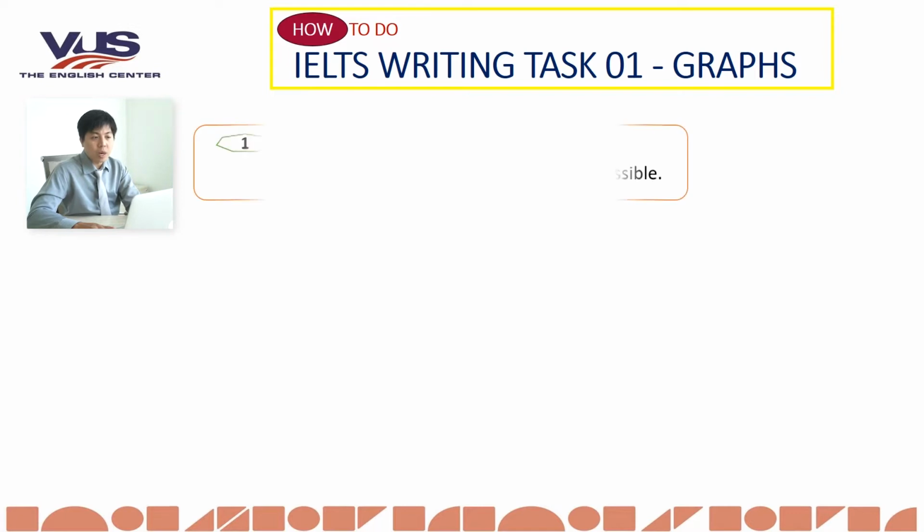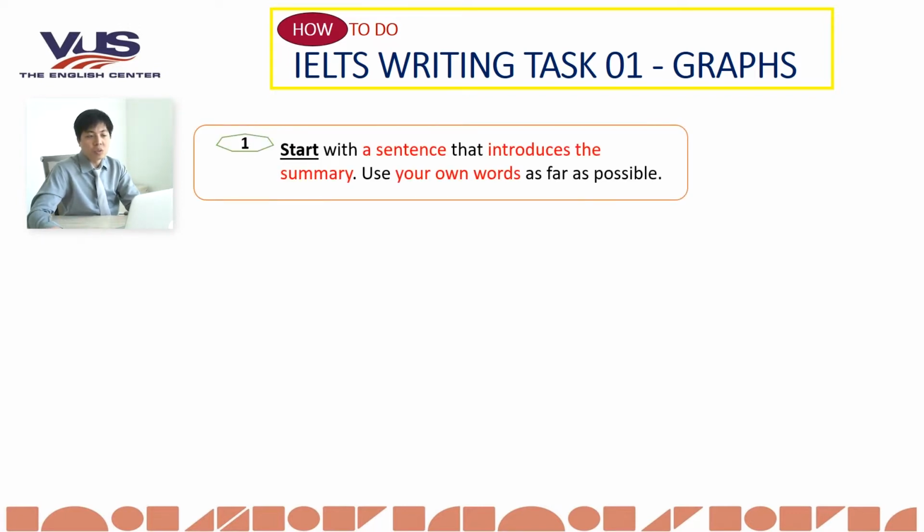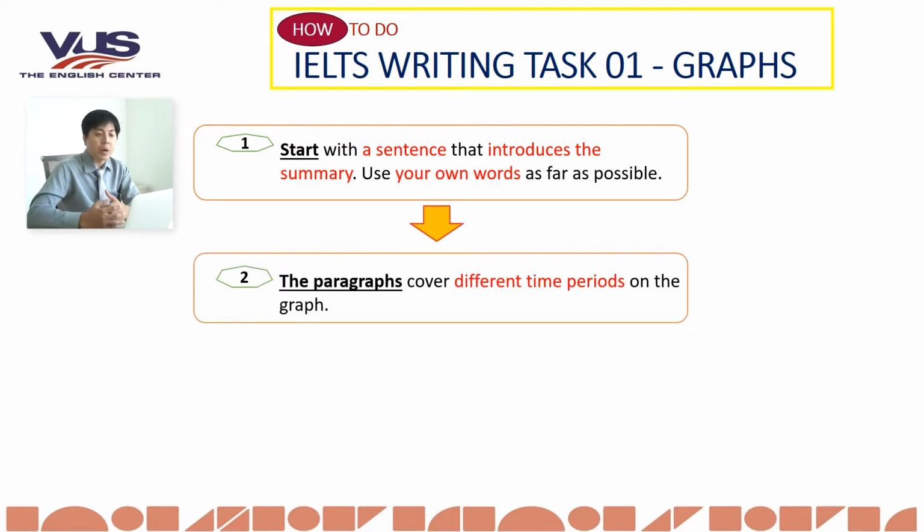So let's have a quick review of the structure of the Task 1 writing, right? First, you need to write a sentence that introduces the summary, okay? And remember to use your own words as far as possible, but don't go too far to the point the meaning diverges. For the body, you need to organize into paragraphs that cover different time periods on the graph.